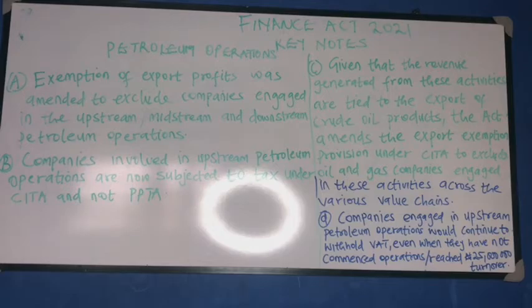Then finally, companies engaged in upstream petroleum operations would continue to withhold VAT even when they have not commenced operations or reached the 25 million naira turnover. So companies engaged in upstream petroleum operations can continue to withhold VAT, that's value added tax, even when they have not commenced operation or they have not reached their 25 million naira turnover. So these are just a few changes that affect petroleum operations in Nigeria.